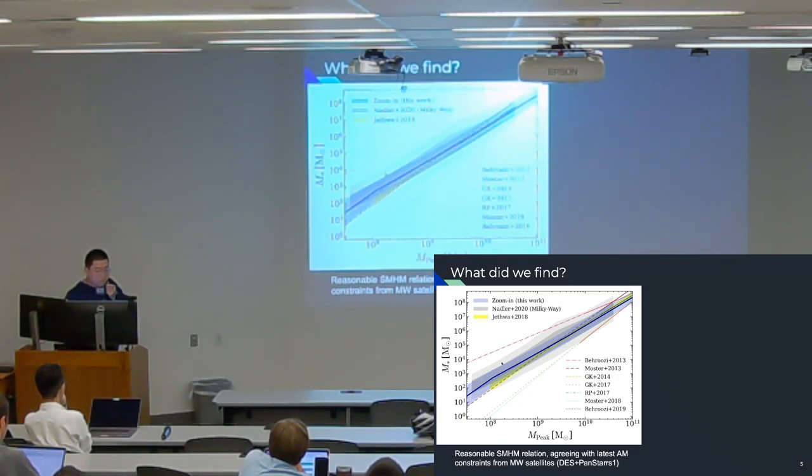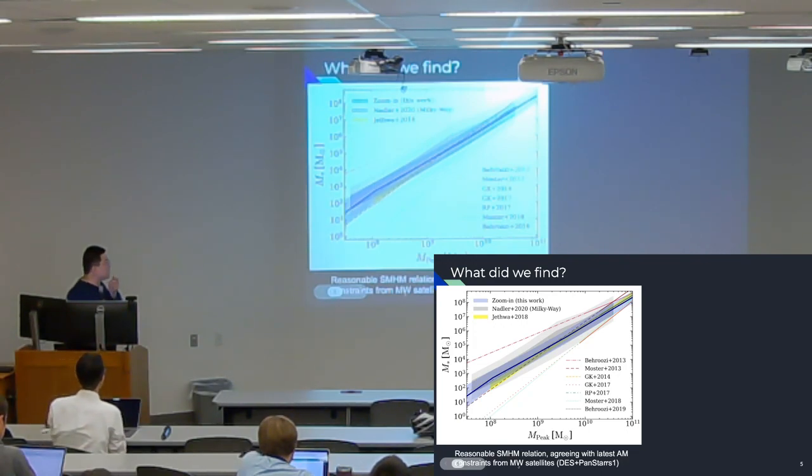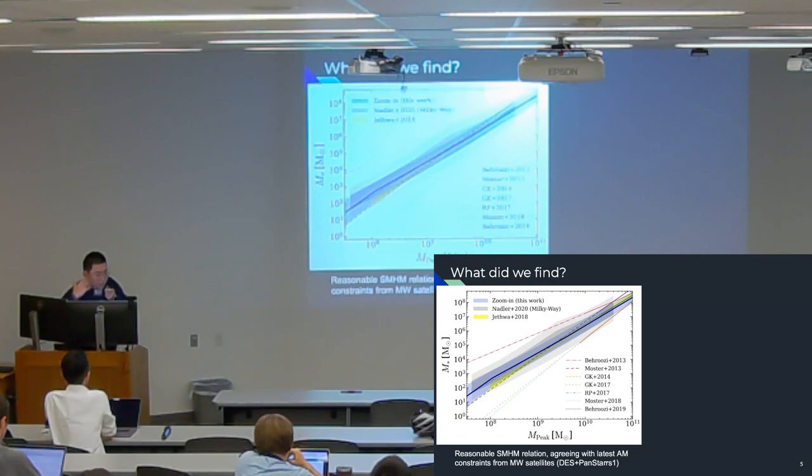But if you compare the blue specifically with the gray band in the background, that's an abundance matching result informed by the latest observations of Milky Way satellites from DES and Pan-STARRS, led by Ethan Nadler, former student in our group, now at Carnegie. We really know that our out-of-the-box stellar mass-halo mass relation is somewhat reasonable, given the latest observations.